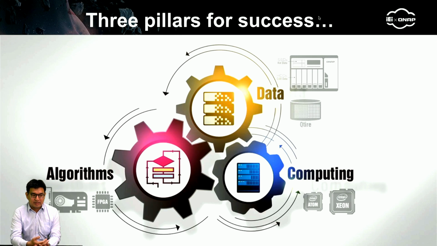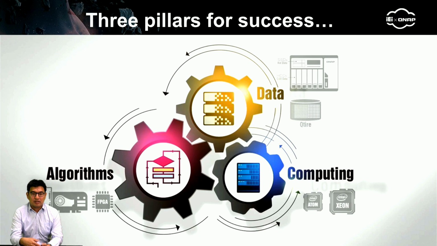A key success element for an AI application is how you handle data and the algorithm, and whether you have enough computing power. We would like to introduce the QNAP and IEI products to help you apply the AI application in the field. For the data, you need a data storage server to help you quickly access the data. So the best choice is the QNAP NAS.